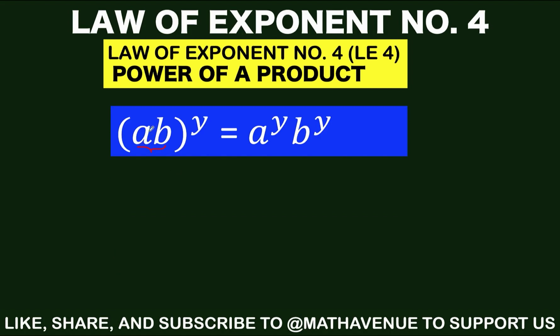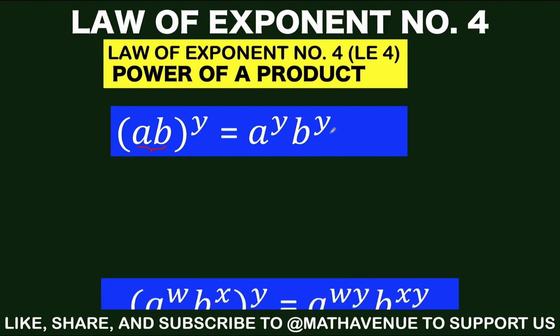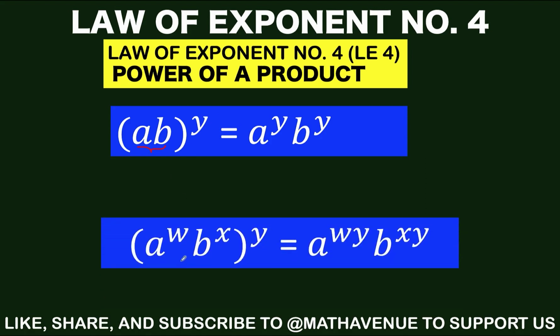And this one says, if you have 2 factors raised to a common exponent, then that is equivalent to getting the first factor and raising that to the exponent times the second factor raised to the same exponent. And the second case would now resemble law of exponent number 3 because you have a number in exponential form times a number in exponential form all raised to another exponent. And the way to simplify this is to apply law of exponent number 3 repeatedly.